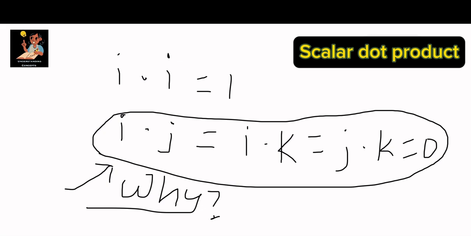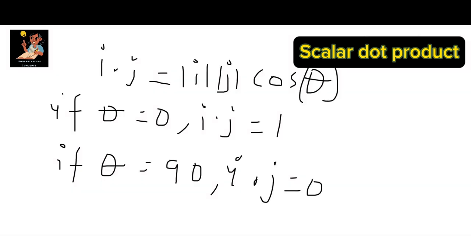Why do we have the dot product of the different alphabets as 0, but whenever the alphabet dot itself, or the vector dot itself, we have 1? Do you think you can answer that? This is because the alphabets i and j are just representing unit vectors for our proof.